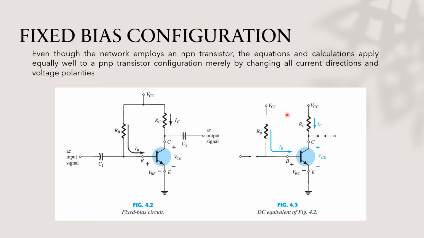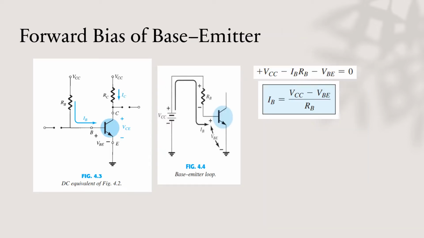Okay, so this is a fixed bias circuit, and the DC equivalent of this one is the circuit diagram beside it. As you have noticed, what happened to our capacitors? These capacitors become an open circuit. So this diagram is just like this one, and we have the forward bias of the base emitter.